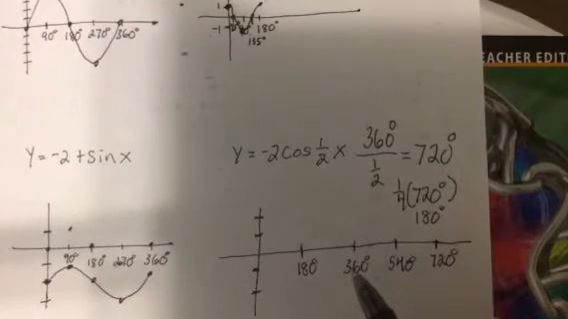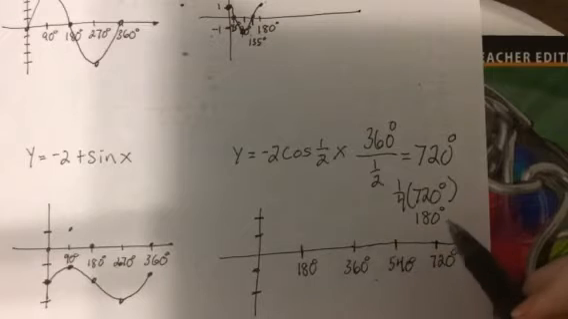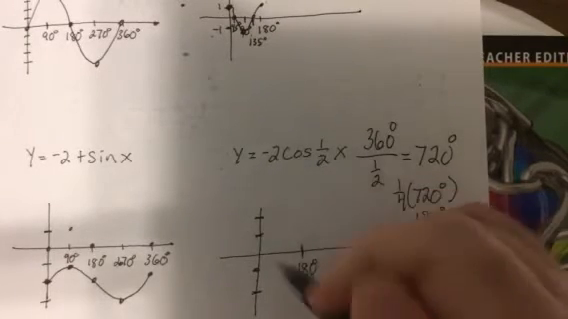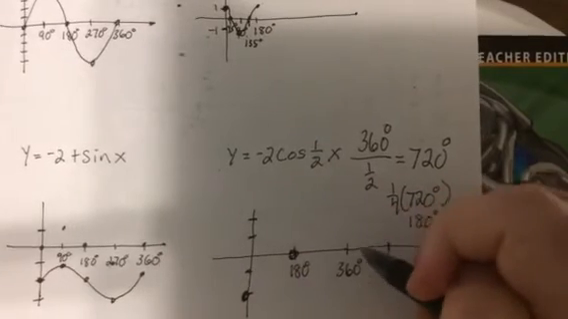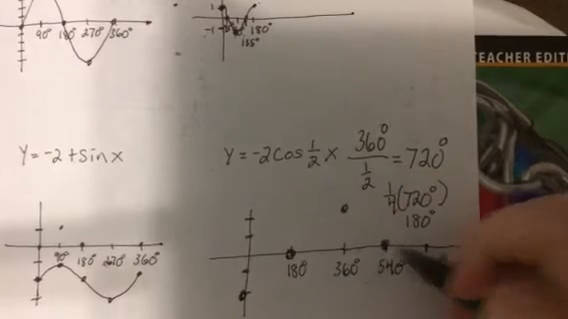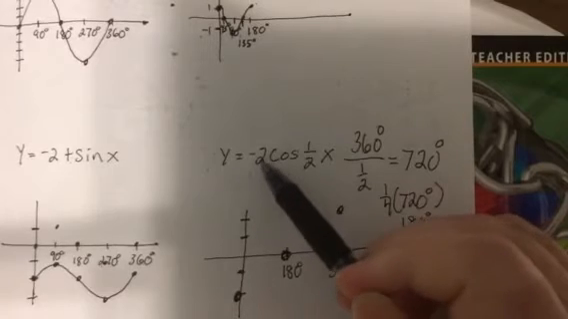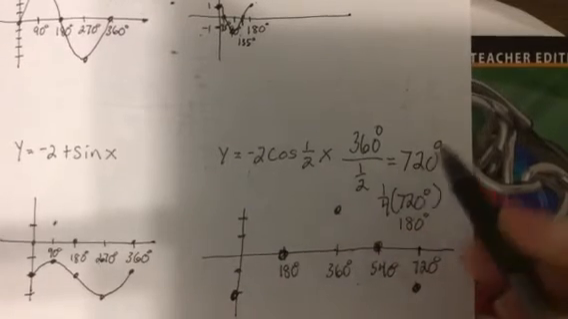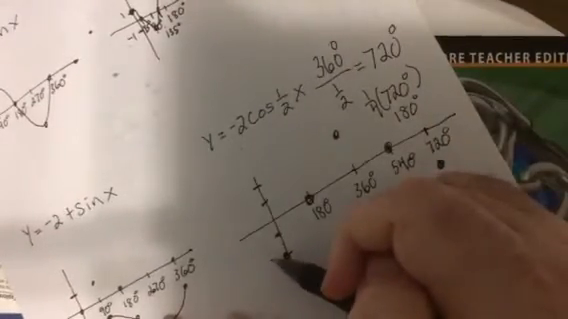Now remember, cosine is 1, 0, negative 1, 0, 1. So I'm going to multiply every major point by negative 2. So 1 times negative 2, 0. Then negative 1 times negative 2. Then 0. And then back to negative 2. Now the amplitude's the absolute value of negative 2, which would be 2. And the period is 720. Now you got to curve this.